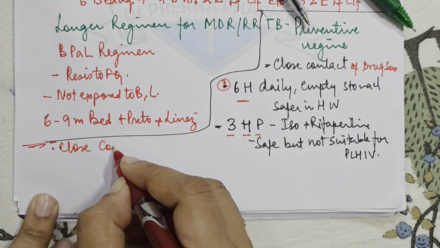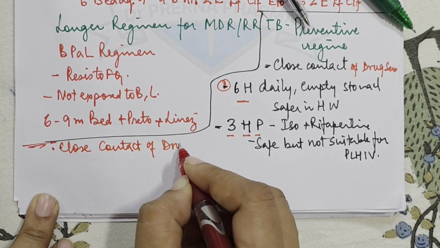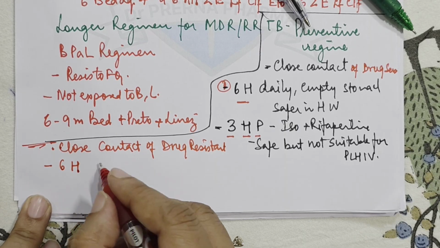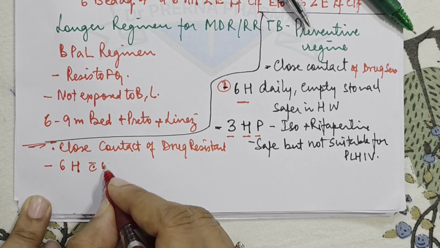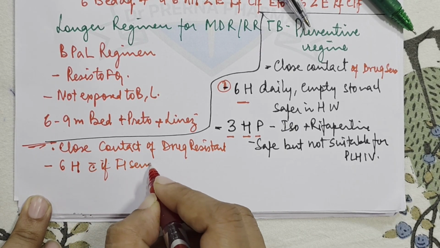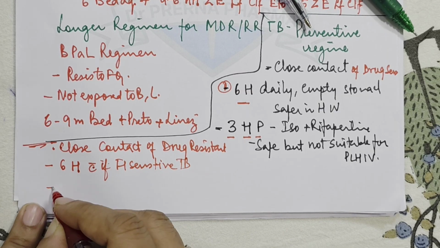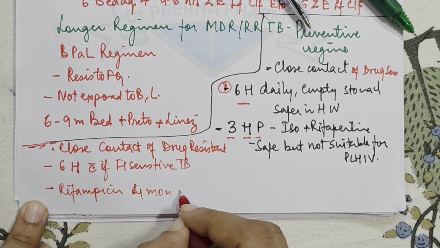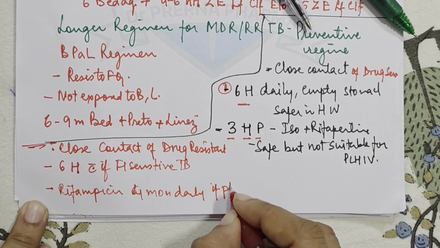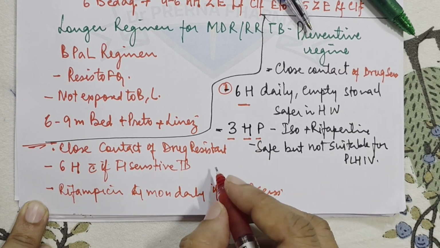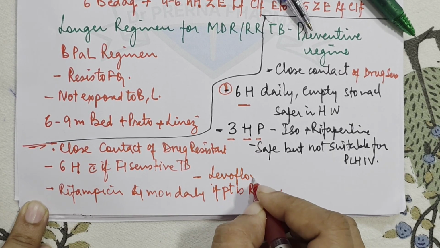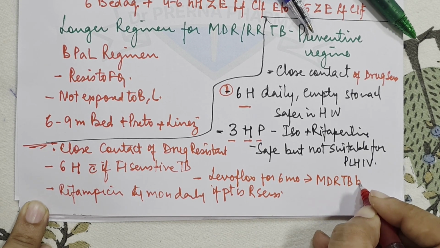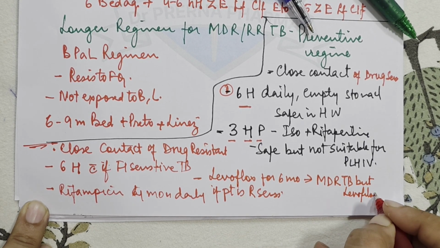Now close contacts of drug resistant TB. If the patient is in contact with isoniazid resistant TB, you will give 6 months of rifampicin daily, if the patient is rifampicin sensitive. The third thing is you will give levoflox for 6 months if the patient is MDR TB but levoflox sensitive.